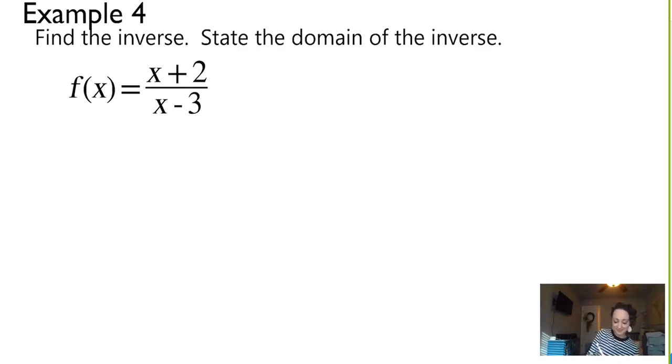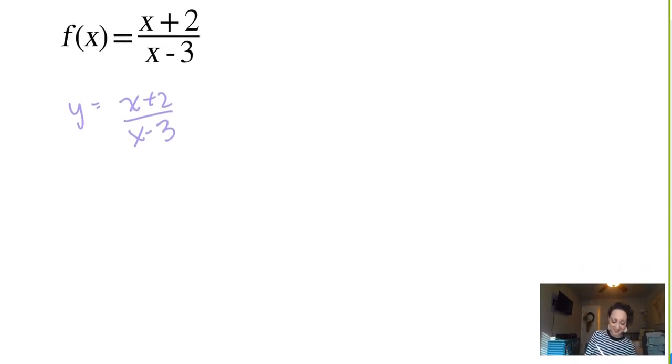Okay, we're back. So first, let's switch f of x to y. Now let's go ahead and find the inverse relation, right, by switching x's and y's. So we've got x is equal to y plus 2 all over y minus 3. And now you just solve for y. So here's kind of where it's like, where do we go from here? Here's what I'm going to recommend.